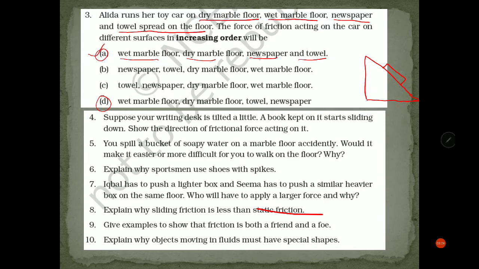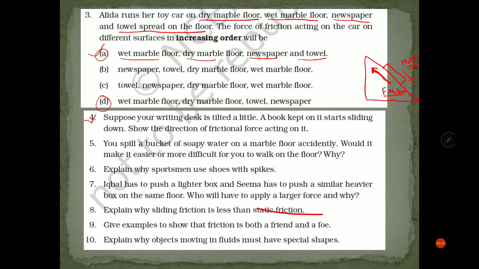The book is coming down, right? So the friction force is going up. So this is the direction of friction. You can draw a proper diagram and here you can write motion and friction. Easy. Fourth question is done.